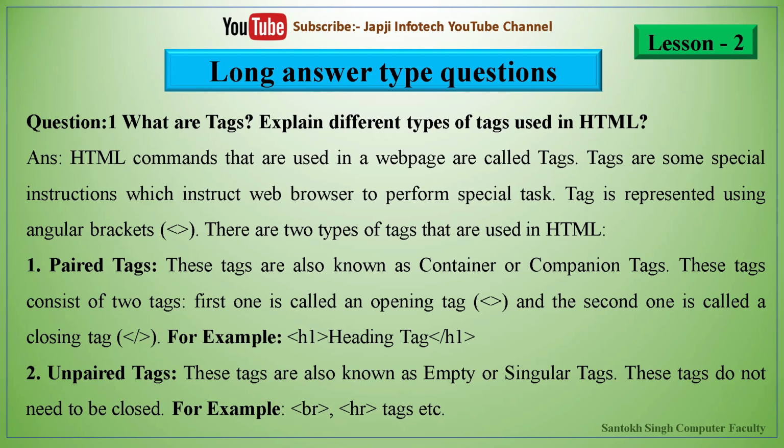And the second one is the unpaired tag. These tags are also known as empty or singular tags. These tags do not need to be closed. For example, BR and HR tags are examples of unpaired tags.